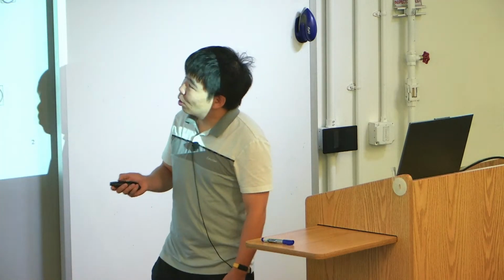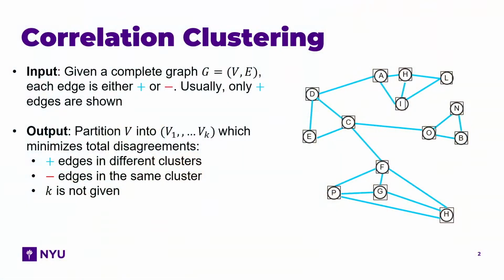So first, what is the correlation clustering problem? In this problem, we are given a complete graph. So the graph is complete, okay? Each edge is either positive or negative. You can think of a positive edge as meaning the two nodes are similar. Negative means they are dissimilar. Usually we only show the positive edges, the similar items, so I ignore the negative edges here. But if I use a red edge, it means a negative edge.